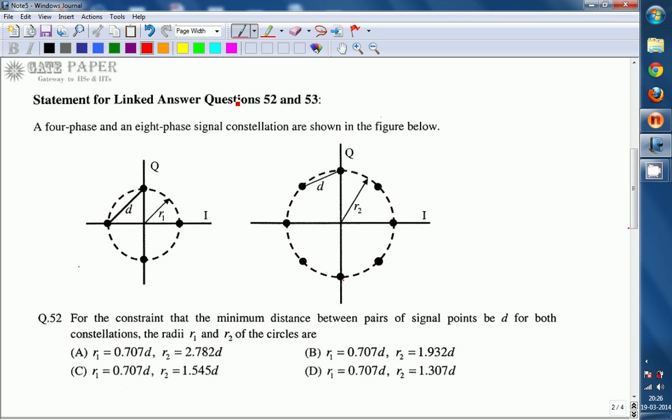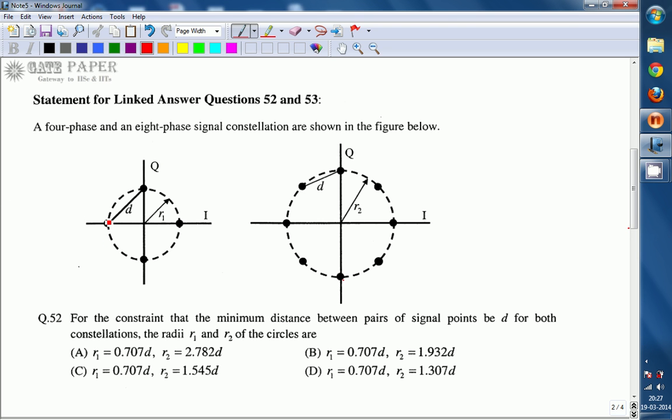We are going to discuss the 2011 GATE paper previous question with respect to the subject of communication systems, on the concept of PSK, M-ary PSK, or QPSK. Here a linked question is given. A 4-phase and 8-phase signal constellation are shown in the figure below.